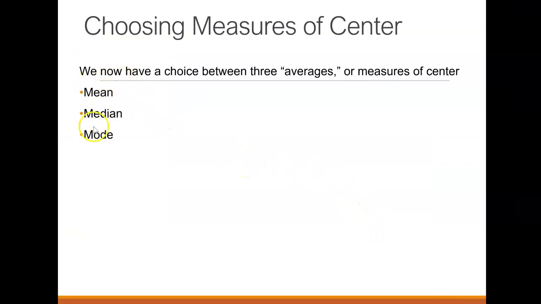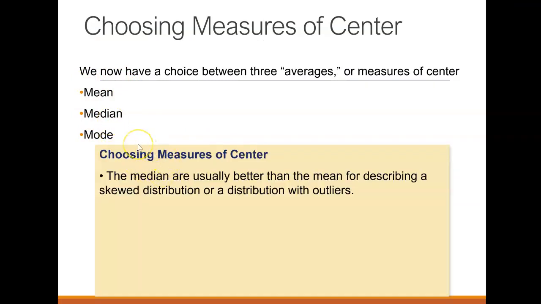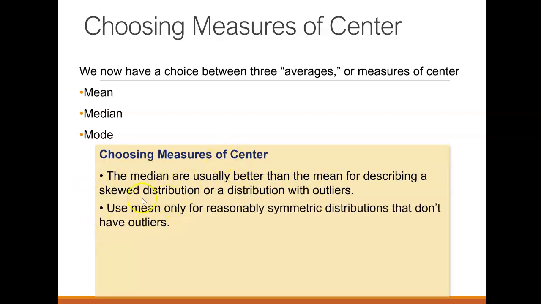All right, so we have these 3 measures of center, correct? Mean, median, and mode. When to use which one? This is the important part, because the calculation of these things is trivial. The when to use them is the part that you have to think about. The median is usually better than the mean for describing a skewed distribution or a distribution with outliers, as we noted earlier with the commute times. Use mean only for reasonably symmetric distributions that don't have outliers.